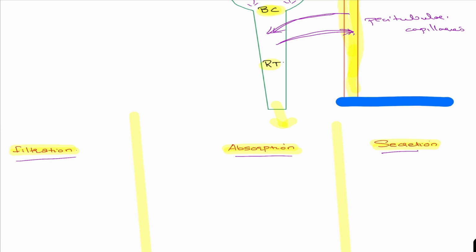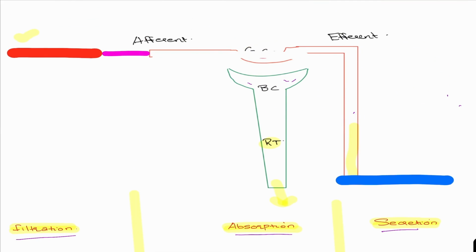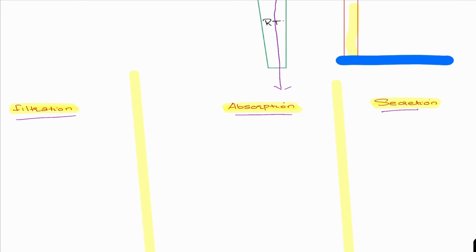Now, one substance which is only and only filtered into the Bowman's capsule, and is excreted completely without any reabsorption or secretion, is creatinine. Another substance which has a similar kind of excretory method is inulin. You'll understand the roles of these later on. So it's only filtered, there is no reabsorption, there is no secretion.